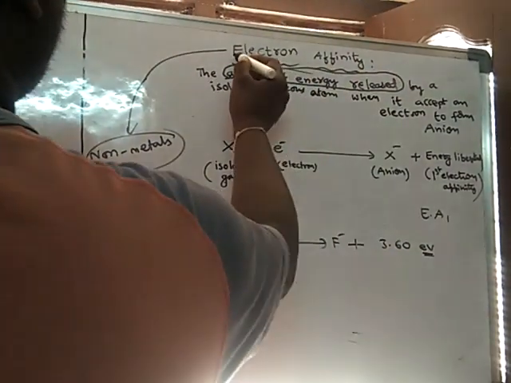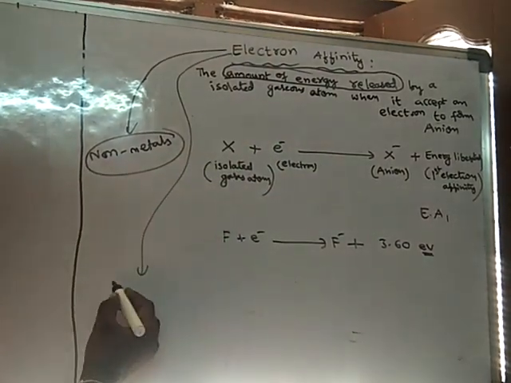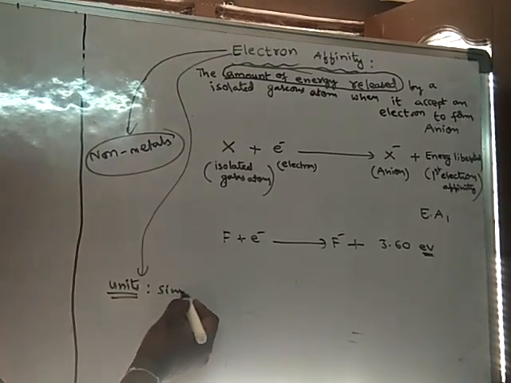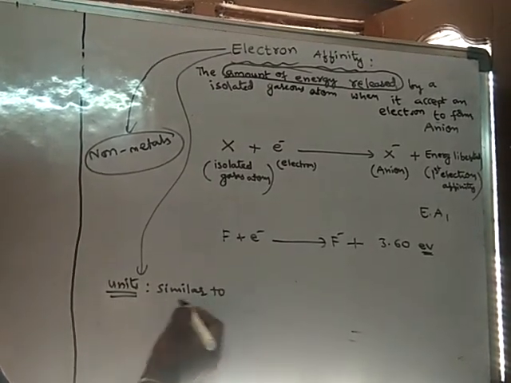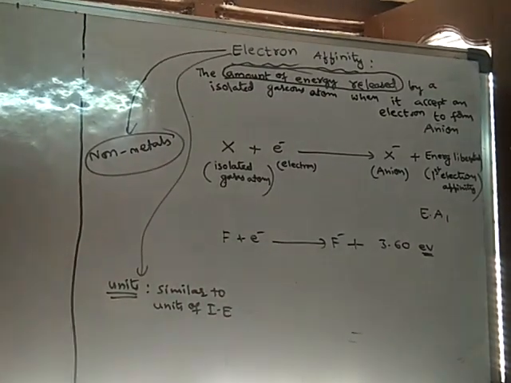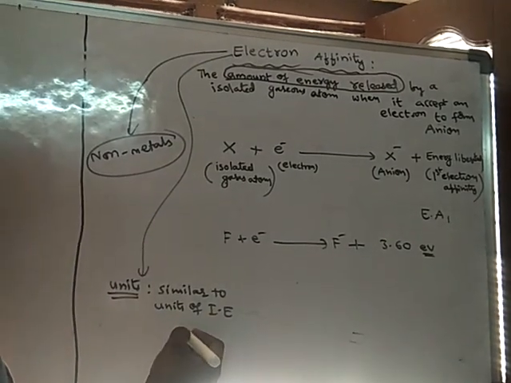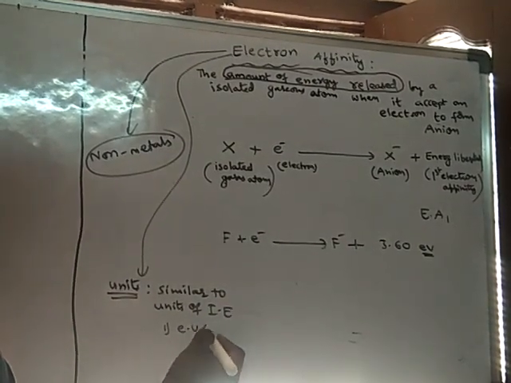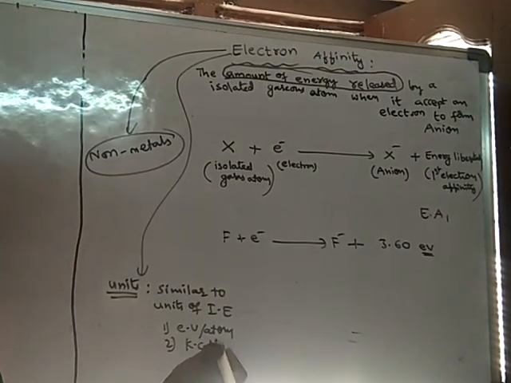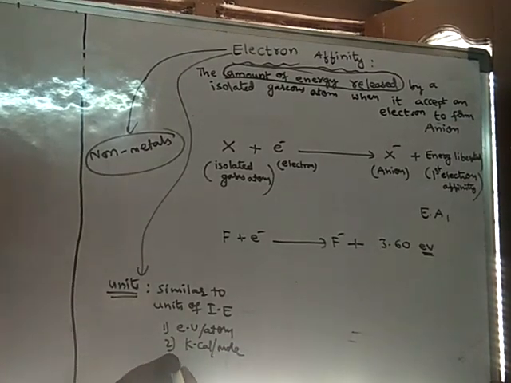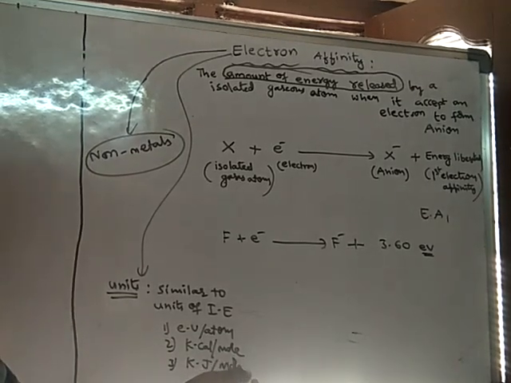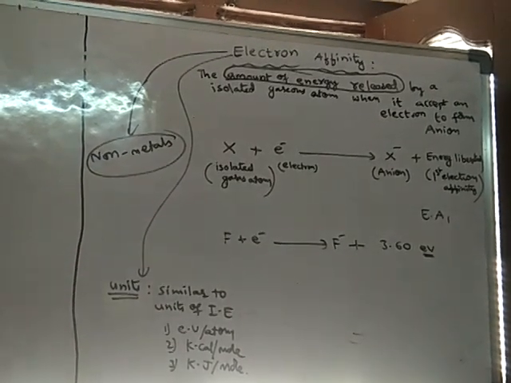What are the units of electron affinity? The units of electron affinity are similar to the units of ionization energy. What are the units of ionization energy? One is electron volt per atom, kilocalories per mole, or kilojoule per mole. So these are the units of ionization energy and electron affinity also.